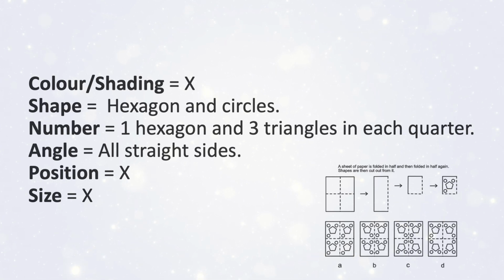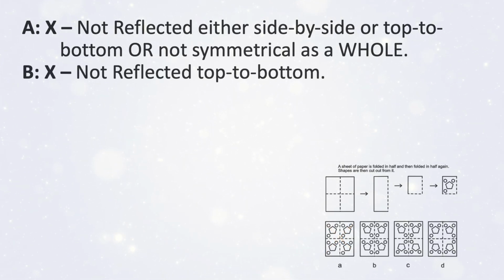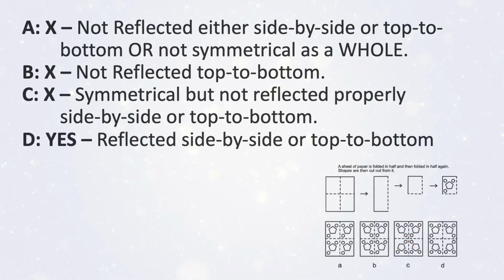No. A. No, it's not reflected either side by side or top to bottom, or it's not symmetrical as a whole. B. No, it's not reflected top to bottom. C. No, it's symmetrical but not reflected properly side by side or top to bottom. D. Yes, it's reflected side by side and top to bottom.